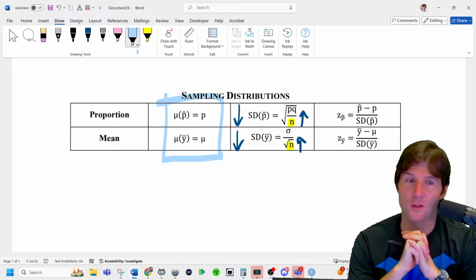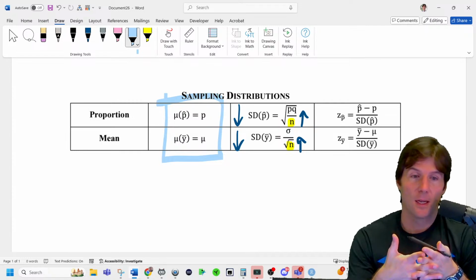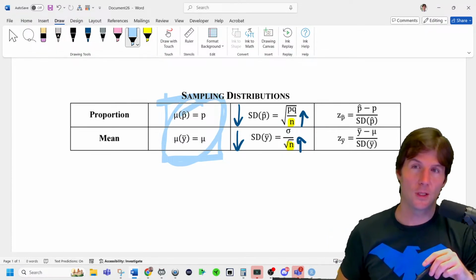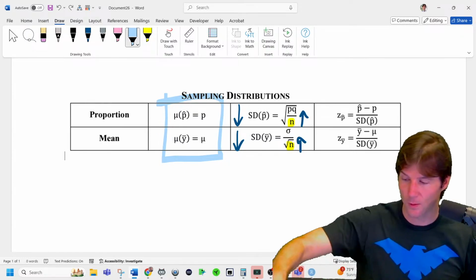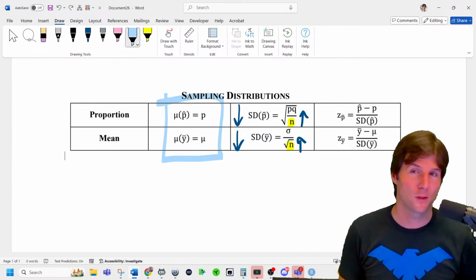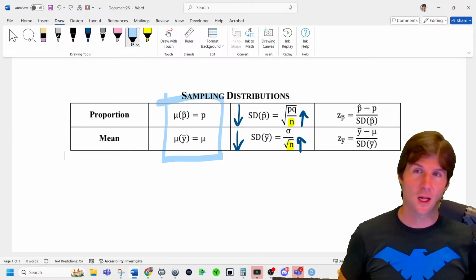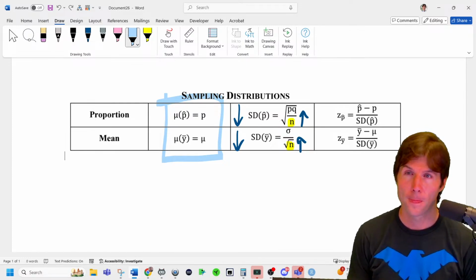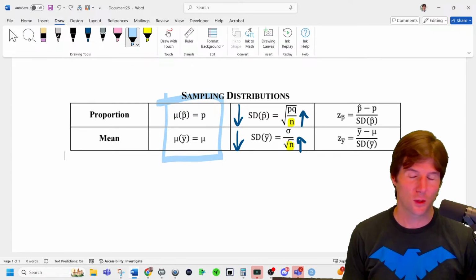As n increases, it stays the same. It's not part of the equation. There's no n inside of here. So the mean of the distribution doesn't matter what n is. The mean does not change based on the size of the sample we take. The standard deviation does. How about the shape of the distribution, which we just said earlier?